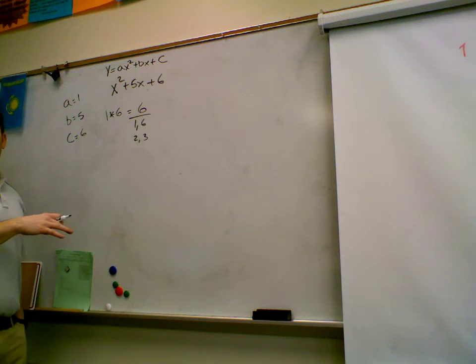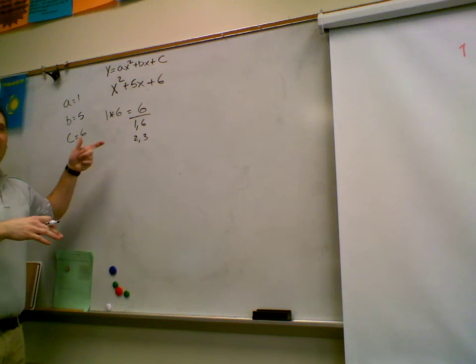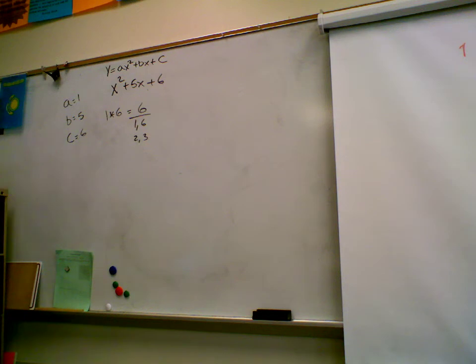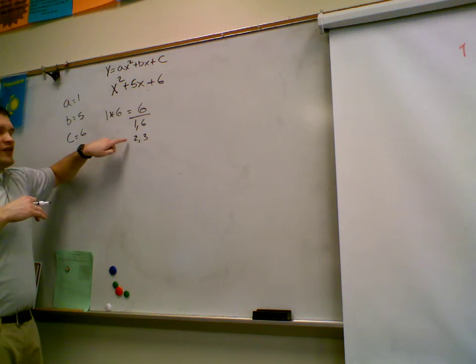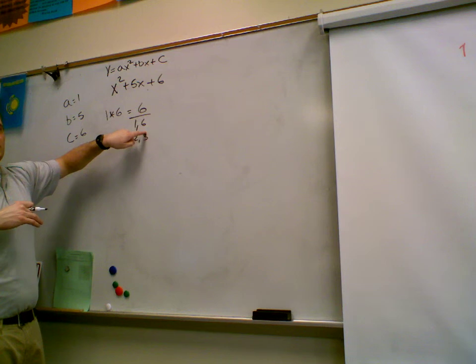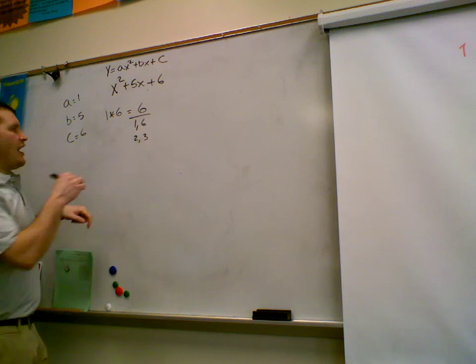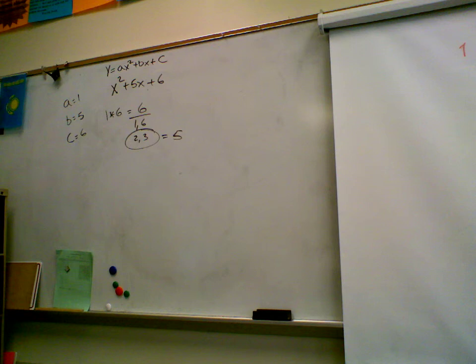Step 3. Find the factors of a times c that add to b. Okay? Find the factors of a times c that add to b. So I want to find the factors here that when I add them together equal what? 5. What's 1 plus 6? 7. Is that the right one? What's 2 plus 3? 5. So these are the factors I need. Right? Does that make sense? Wait, is it going to be like all?